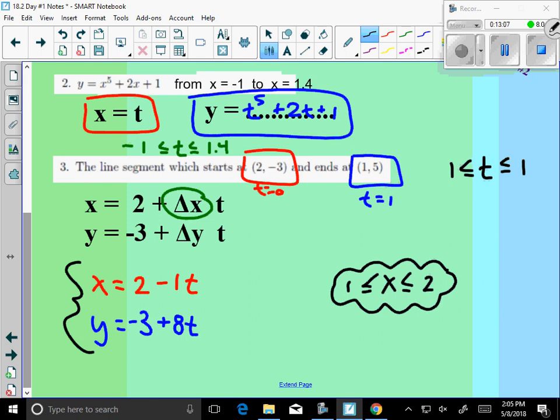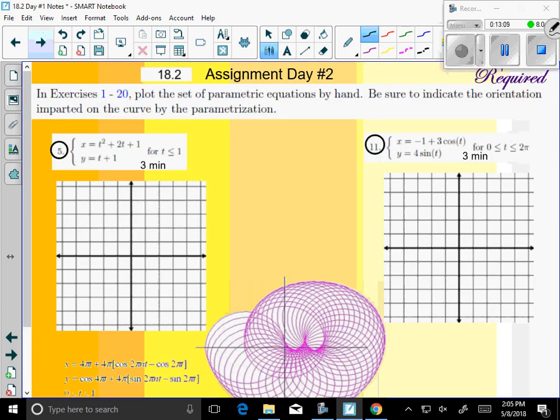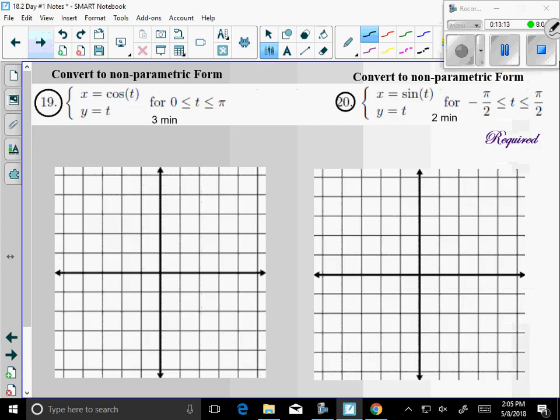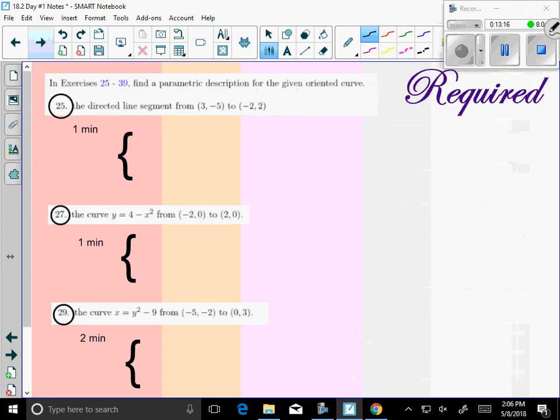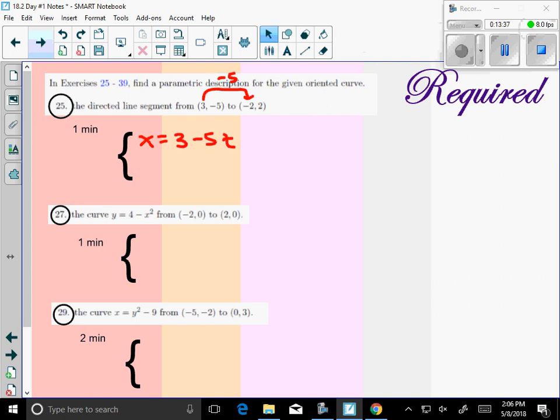Okay. So let's look at, I think I want to look at some homework because that's it. That's the lesson. That's done. Let's look at a piece right here like this. The directed line segment from 3, negative 5 to negative 2, 2. What would we say for x? Where does x start? 3. How does it change? It goes down 5. Done. Right, there's my parametric for x.